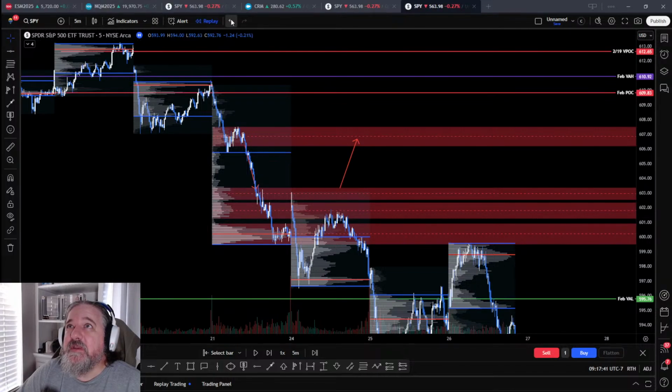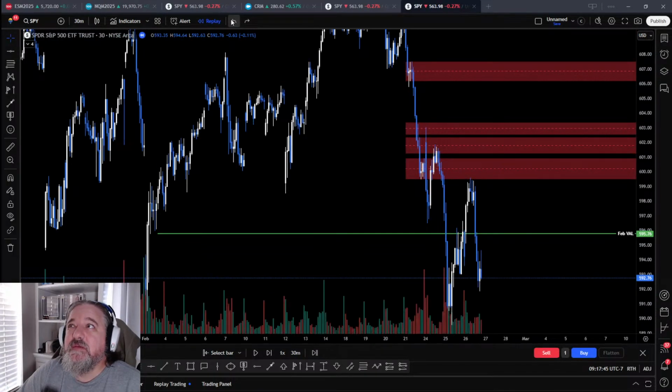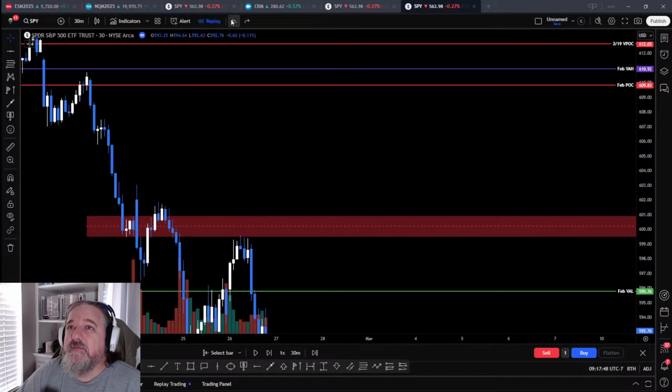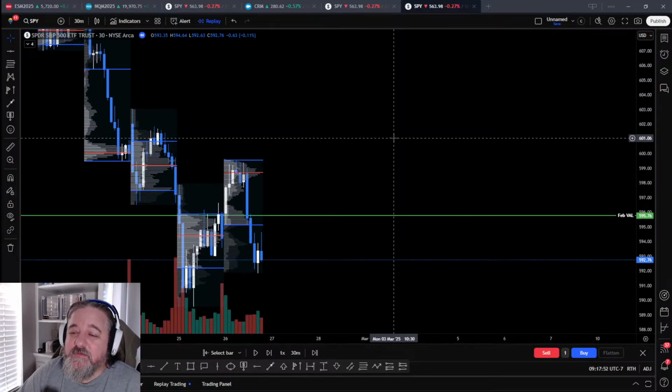So that's how you want to look at volume profile, basically like either stairs on a staircase or rungs on a ladder, where at those key levels where you have volume, price is able to hang out there. And where there's no volume, there's nowhere for price to hang out. It's just going to fly through it. Okay.